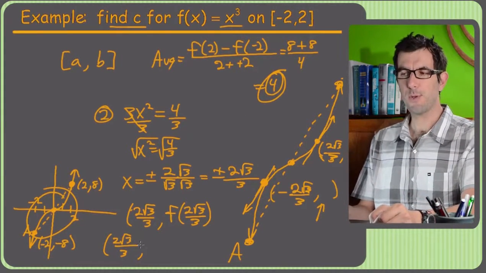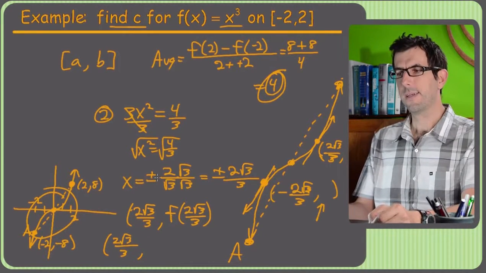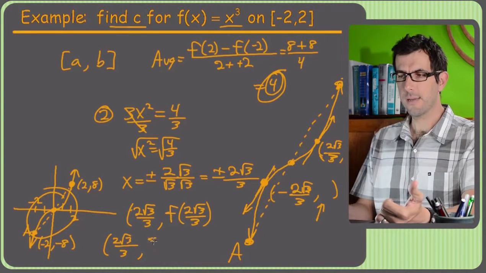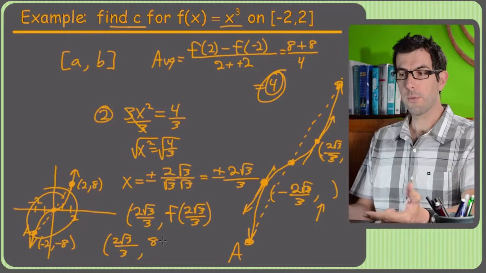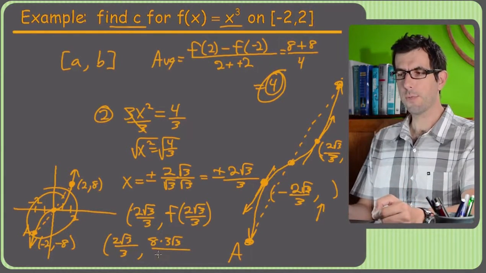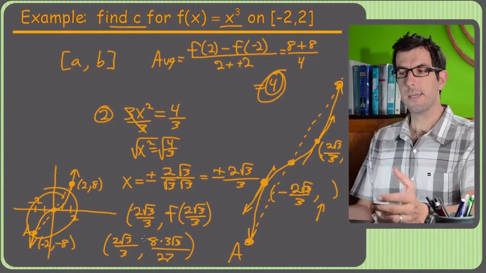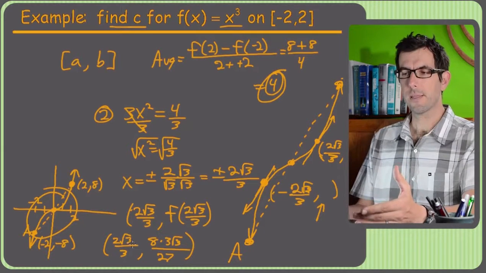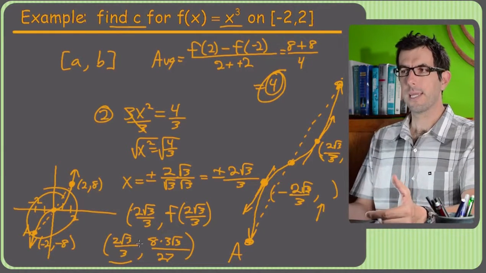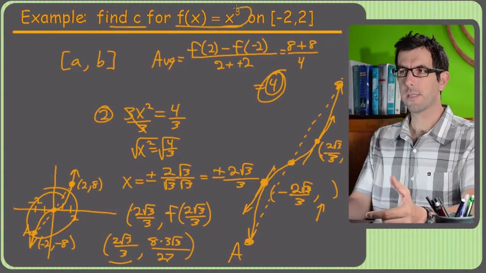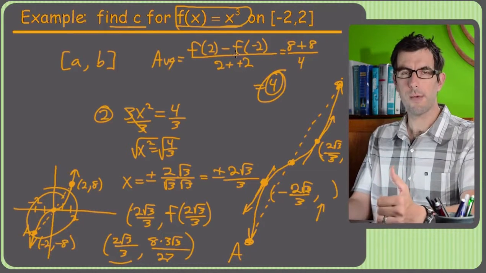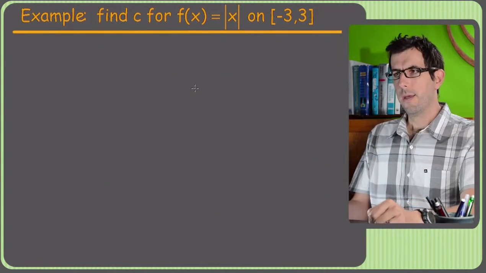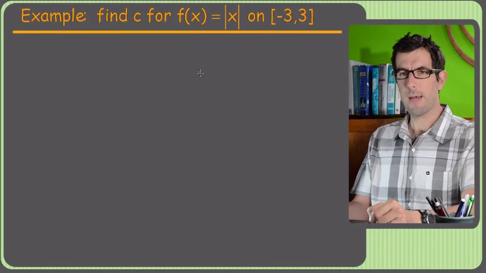And then what happens if you cube 2 root 3 over 3? Let's see, 2 cubed is 8. Square root of 3 cubed is 3 root 3. And 3 cubed is 27. So now you could probably simplify all that, but the point is, to get the y value of any point, you just plug the x value into the original function to get out y values. All right, that was crazy. Let's see what happens on this next one.